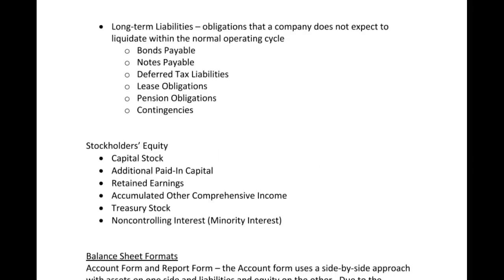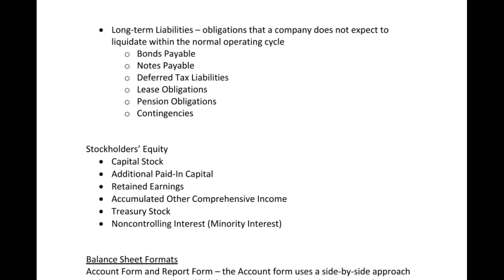All right, long-term liabilities. These are obligations that a company does not expect to liquidate within the normal operating cycle. Bonds payable and notes payable are big ones. We'll talk about both of these in later chapters. Deferred taxes, that's going to be in your Intermediate 2. Leases and pensions are also going to be covered in detail. Entire chapters are devoted to taxes, leases, and obligations. We'll see contingencies in a chapter later on. Contingencies are things that we don't necessarily know the outcome of, like lawsuits. So all of these are long term.